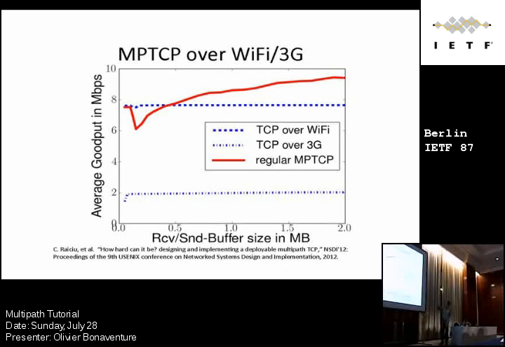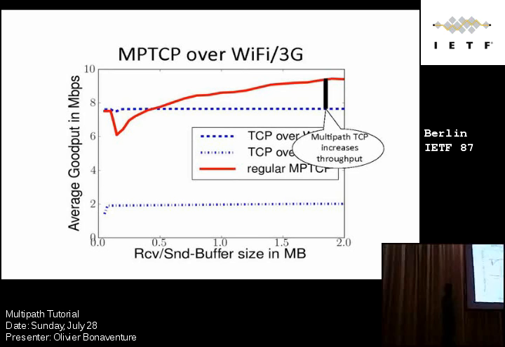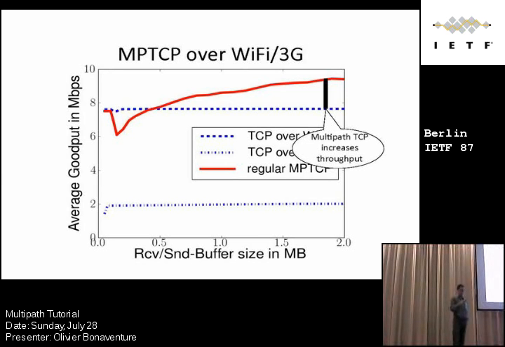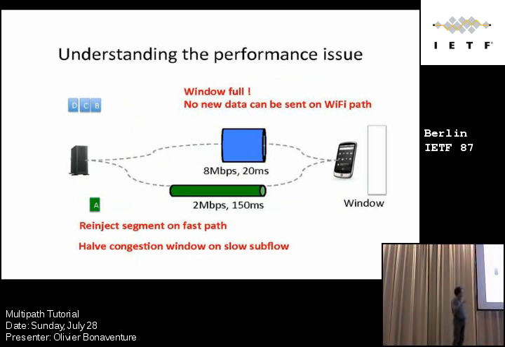We were expecting that multipath TCP would always get about 10 megabits per second. When the window is large, multipath TCP increases the throughput, and everything works well. But when the window was small, we had, with multipath TCP, a lower throughput than by using regular TCP. This was not a very good selling point for multipath TCP. So we tried to understand what was the reason for this throughput drop inside multipath TCP when you had a limited receive buffer. And after many packet traces, we understood the problem. So we are in the following situation. The client has a limited window.